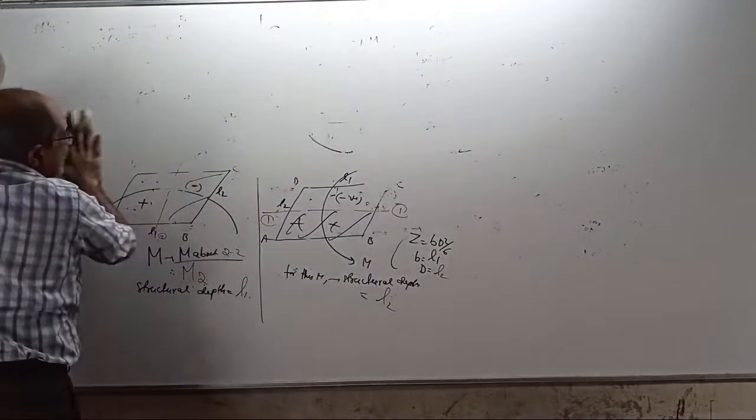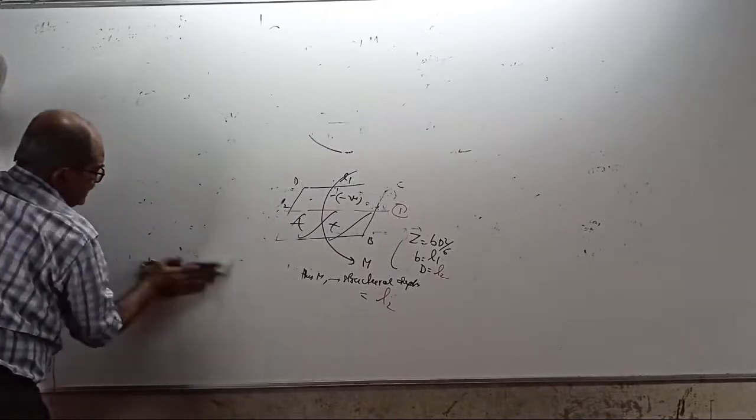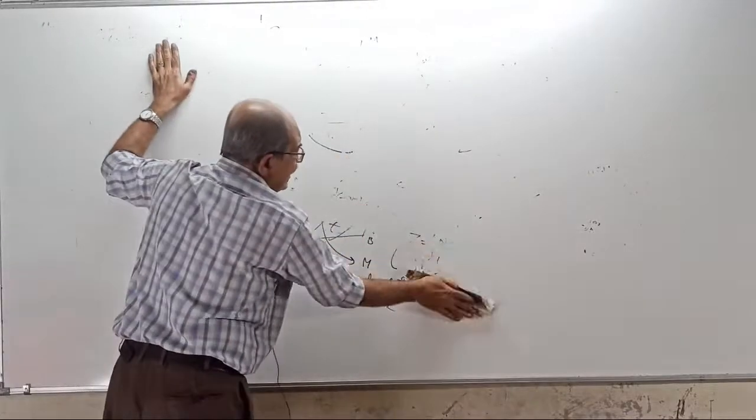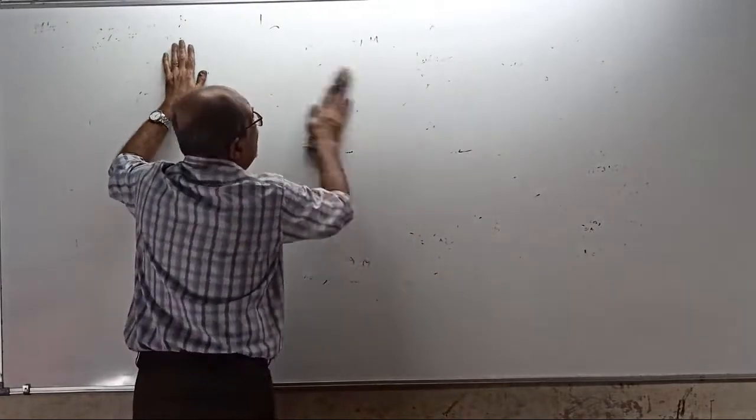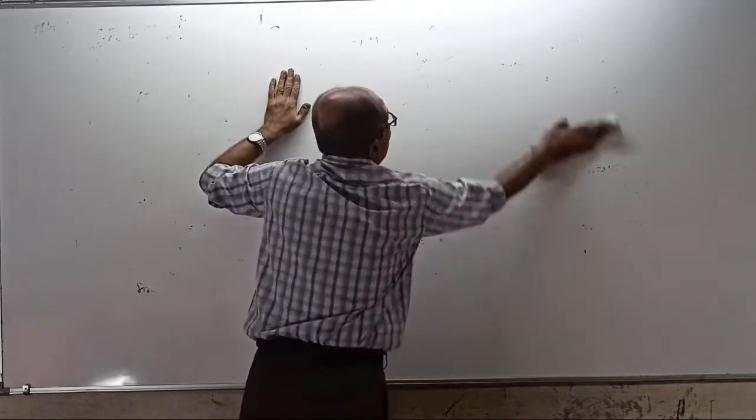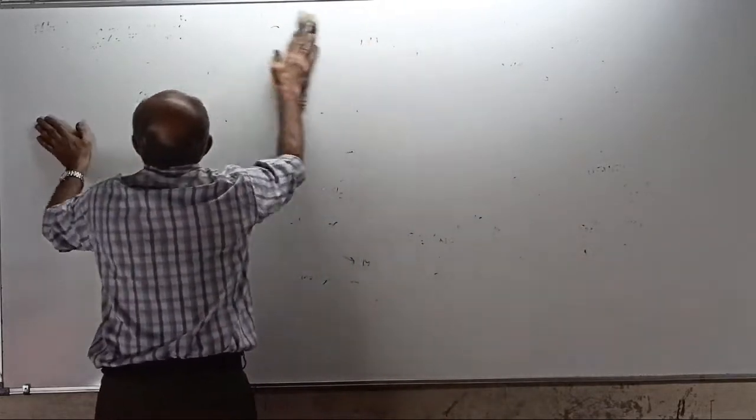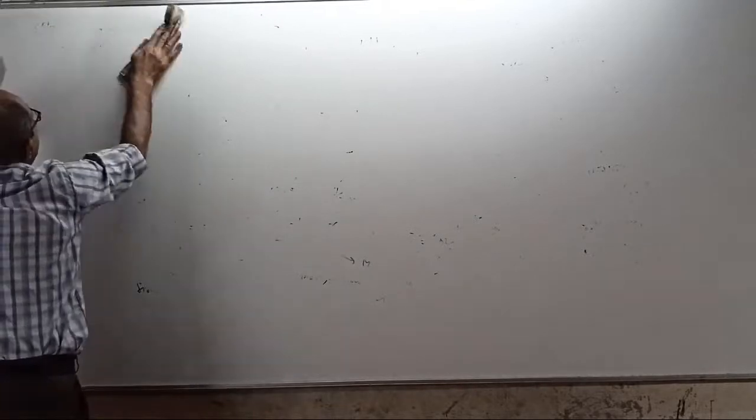And one more thing. Suppose it is uniaxial, then nothing to worry. Use the same formula. One of the moments is 0. That's all. One of the moments is 0 if it is uniaxial.